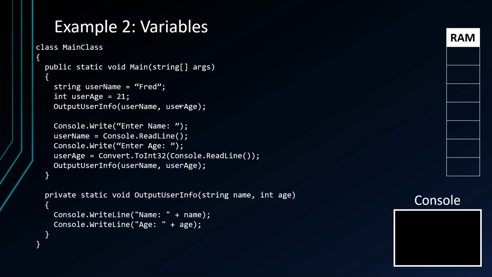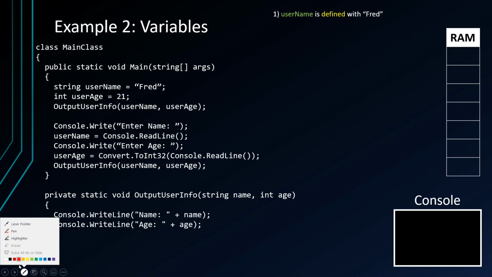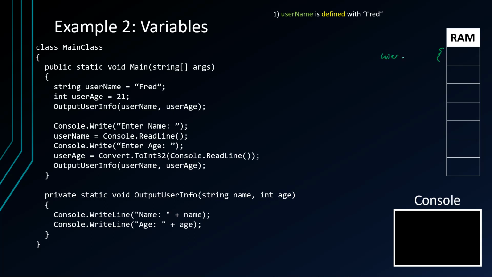So it's important to realize how all these variables are going to work together. Let's take a look at this. The very first thing that's going to happen is username is defined and it's going to get the value Fred. So over here on the side, I'm going to create a variable called username, and it says it has the value Fred.